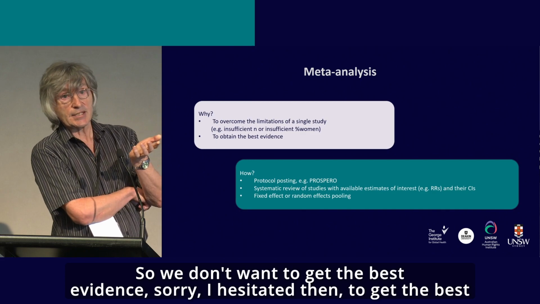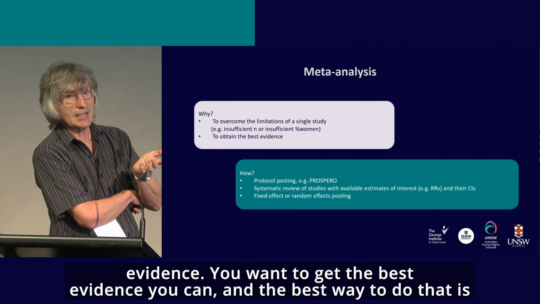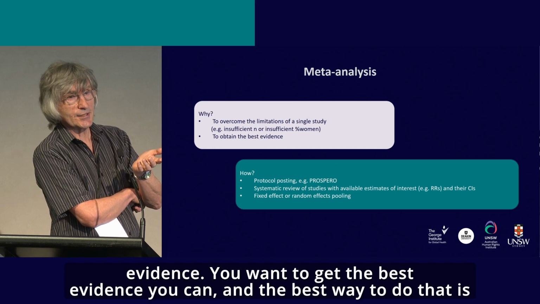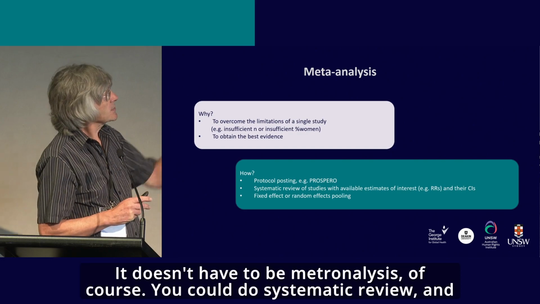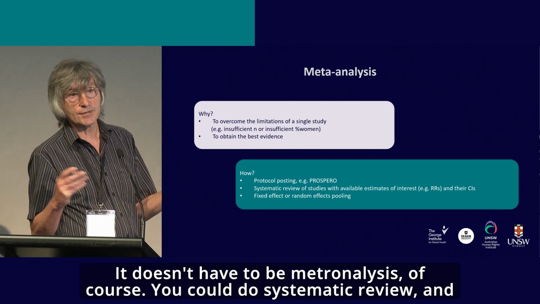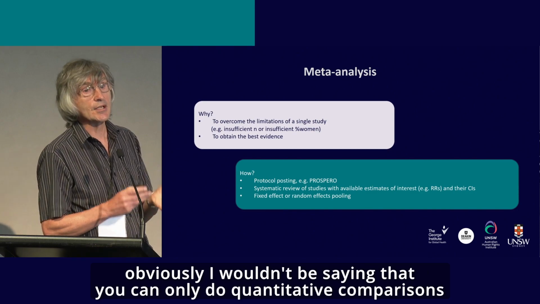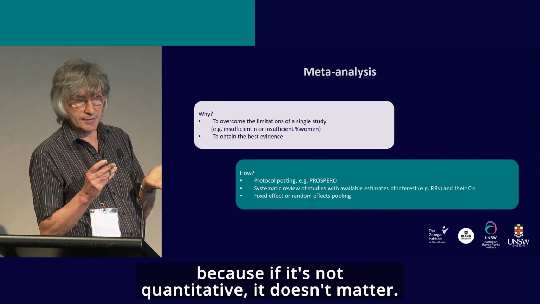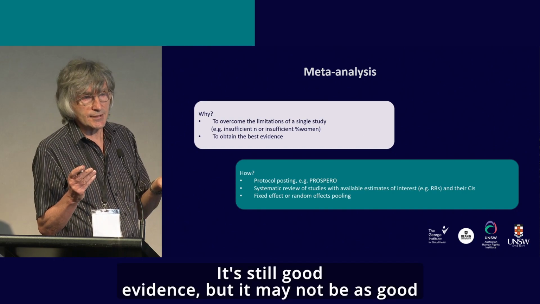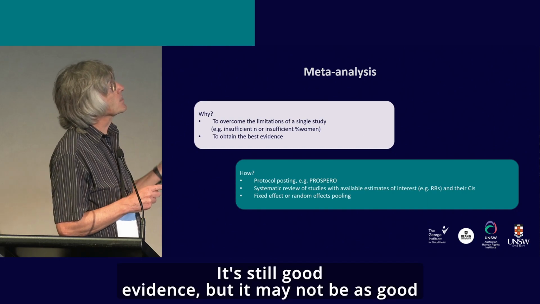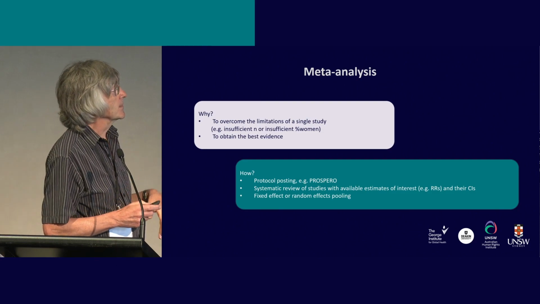So we want to get the best evidence. Sorry, I don't know why I hesitated then. You want to get the best evidence you can. And the best way to do that is to take all the evidence together and synthesize it in some way. It doesn't have to be meta-analysis, of course. You could do systematic review. And obviously, I wouldn't be saying that you can only do quantitative comparisons, because if it's not quantitative, it doesn't matter. It's still good evidence. But it may not be as good as something which is quantitative, but only maybe.